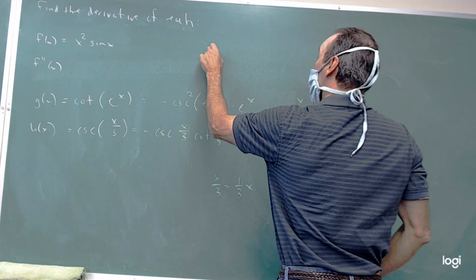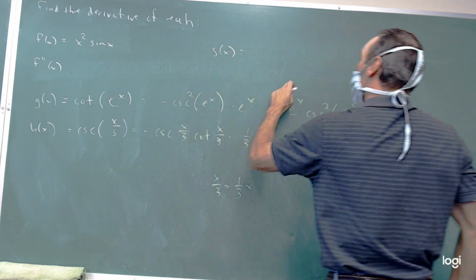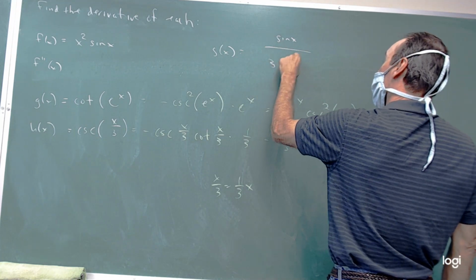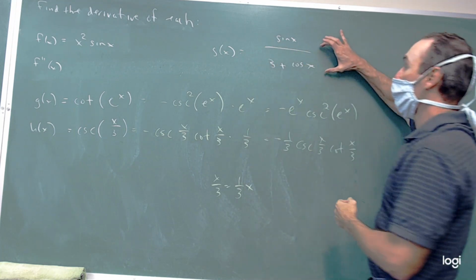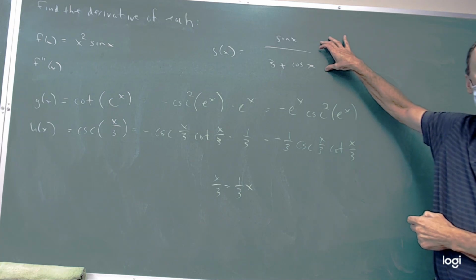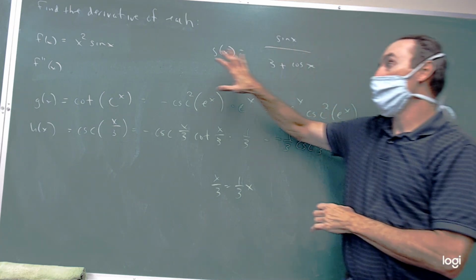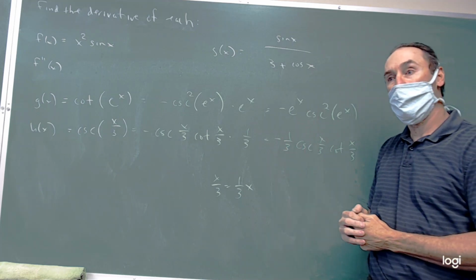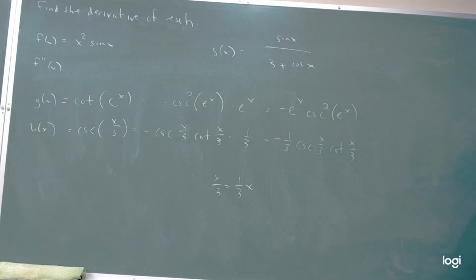And then we'll do g of x is going to be, let's do sine x over 3 plus cosine x. And so this is going to force you to use the quotient rule. So you're going to do product rule, quotient rule, and then have to know the trig derivatives as part of that. Okay, come on up to the board and do that. I'm going to pause the video here.